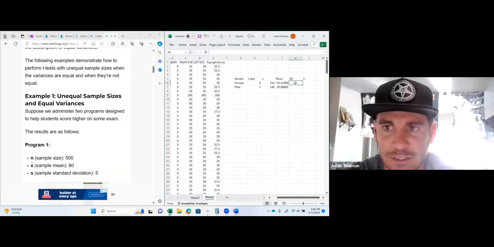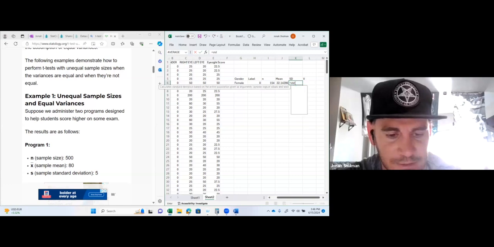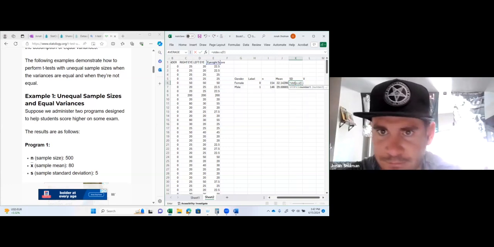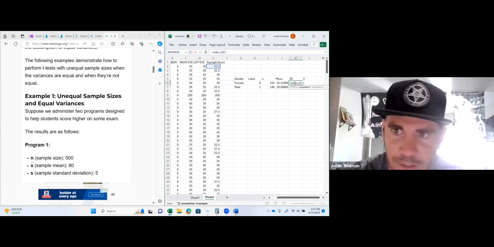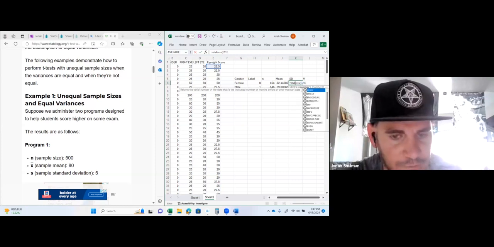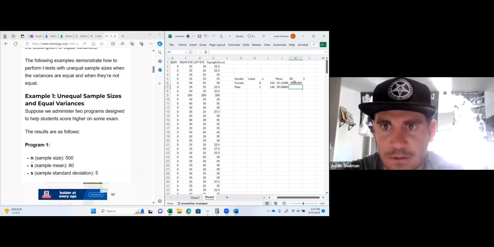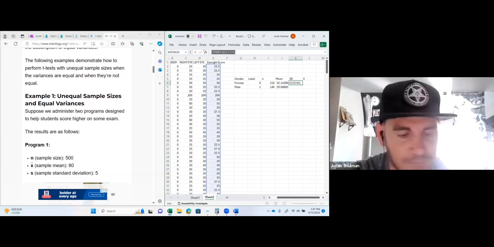Now we do the standard deviation, equals STDEV.S, E2 to E155. And then we can literally just copy this.